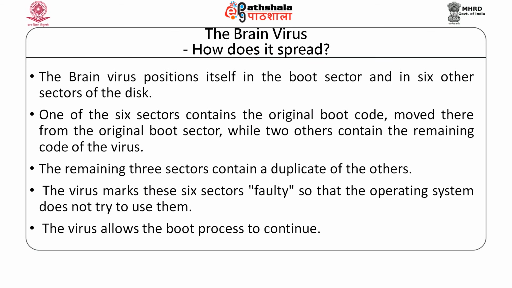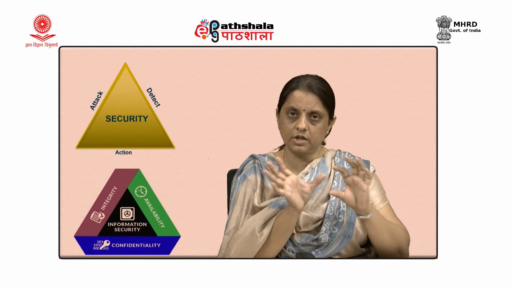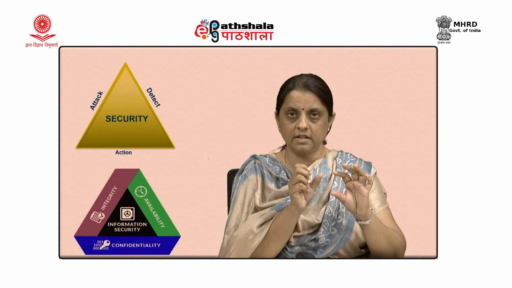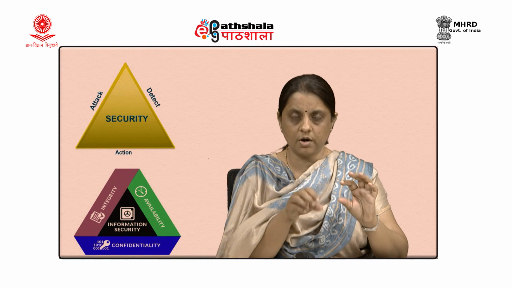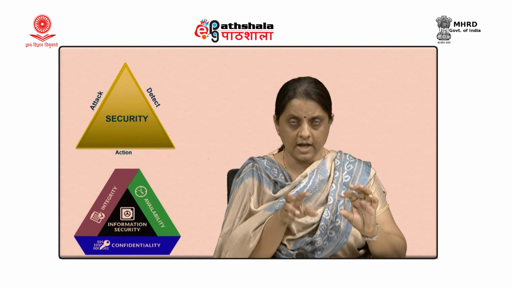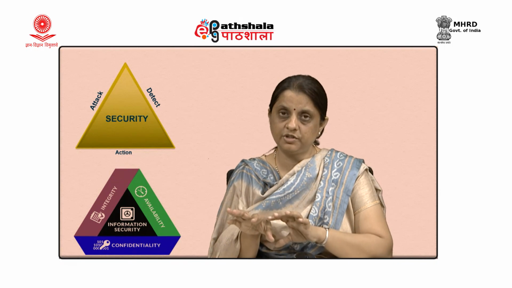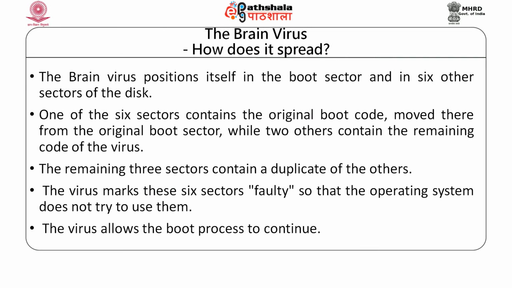To clear out the flow, in the original boot sector the virus is residing. The virus has control of the other 6 sectors. In the very first sector, it has the original boot record. After that, there are 2 others which have the virus code. The rest of the 3 contain the copy of the 3. The virus marks these 6 sectors as faulty, so the operating system does not try to use them. The virus allows the boot process to continue.